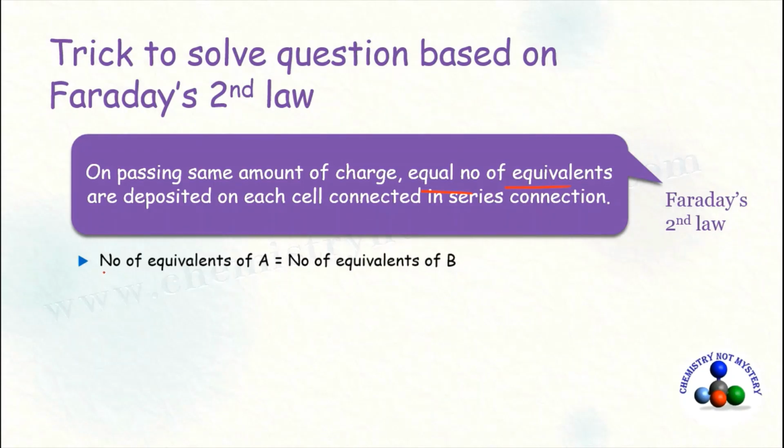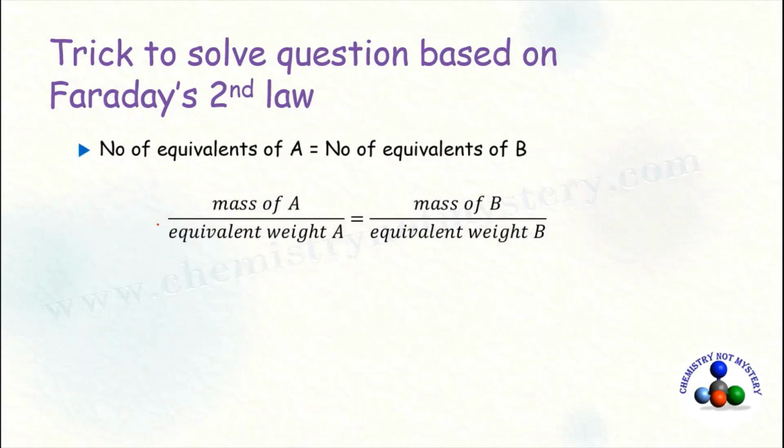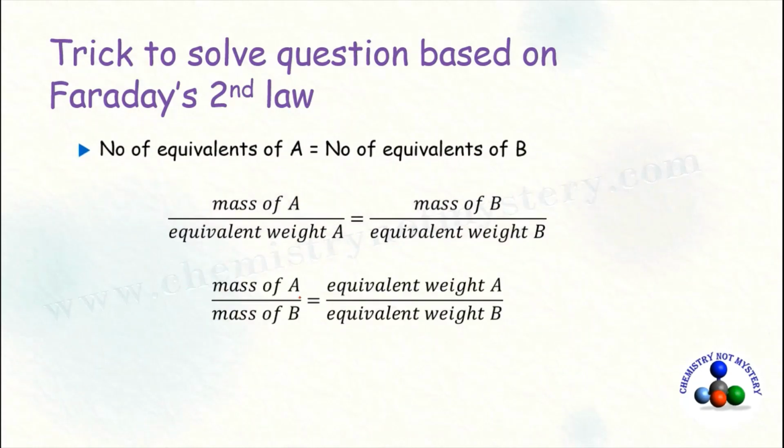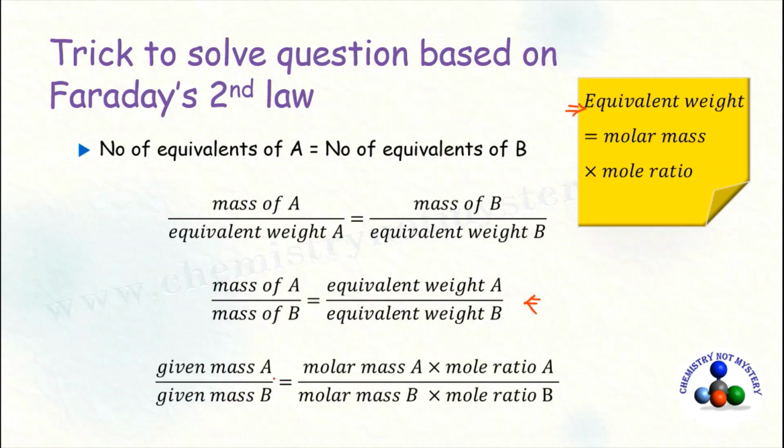Now write the formula to calculate number of equivalents. So here you will get mass of A divided by equivalent weight of A will be equal to mass of B divided by equivalent weight of B. When we rearrange this equation, you will get mass of A divided by mass of B equal to equivalent weight of A divided by equivalent weight of B. And we have the formula to calculate equivalent weight: molar mass multiplied by mole ratio. So when you substitute the value of equivalent weight in this formula, you will get given mass of A divided by given mass of B equal to molar mass of A multiplied by mole ratio of A divided by molar mass of B multiplied by mole ratio of B.